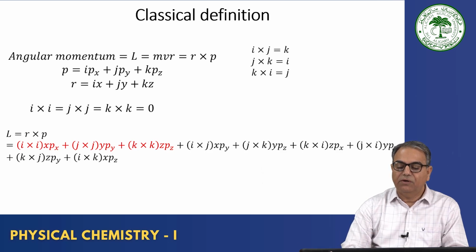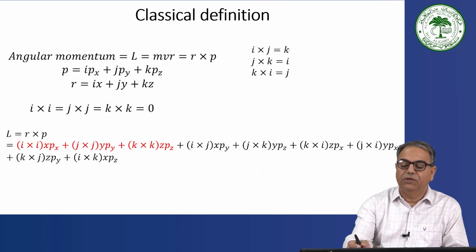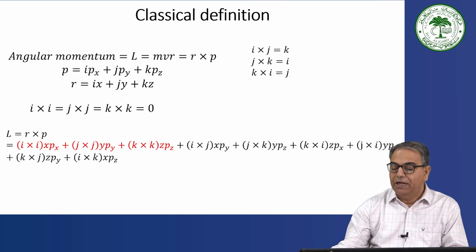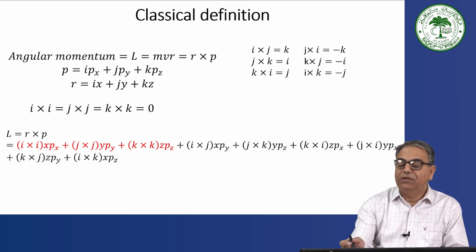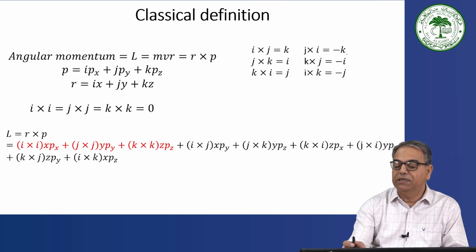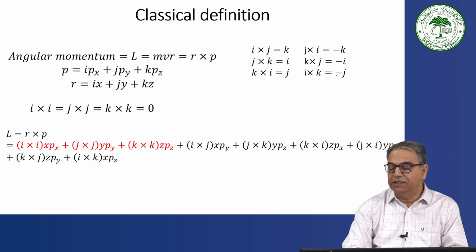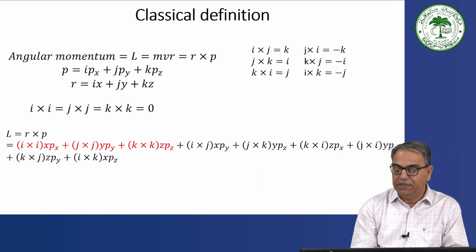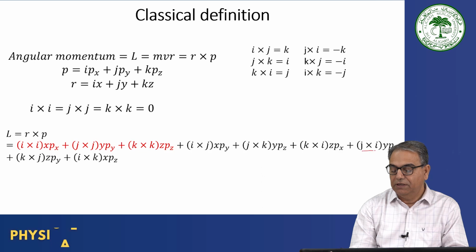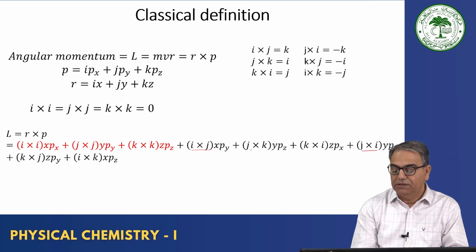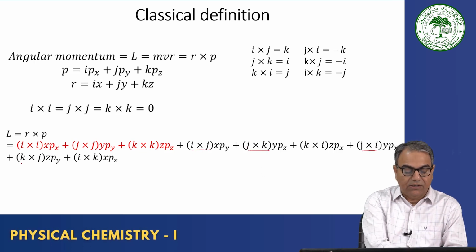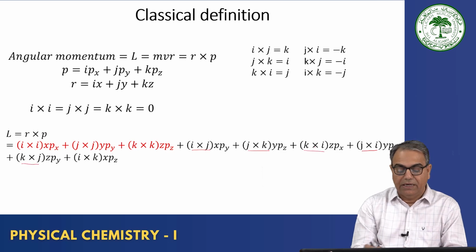Now the cross product of i into j, j into k and k into i is as follows. i cross j is equal to k, j cross k is equal to i, k cross i is equal to j. And what about the reverse ones? j cross i is minus k, k cross j is minus i, and i cross k is minus j. That's why I have written here i cross j and here j cross i. Look at this one: it is j cross i, it's i cross j. It is j cross k and it is k cross j. Then you have k cross i and then you have i cross k. So all these are different.